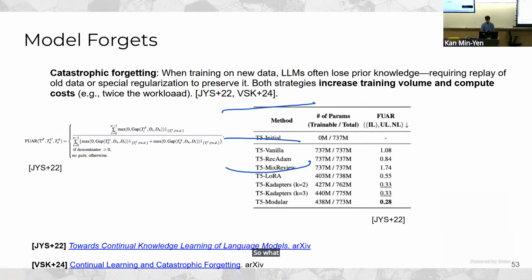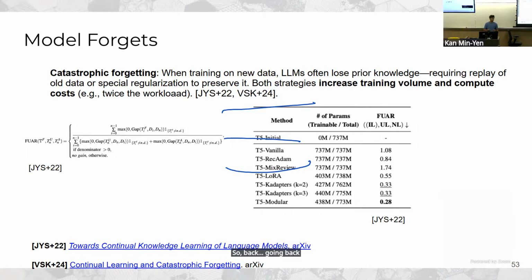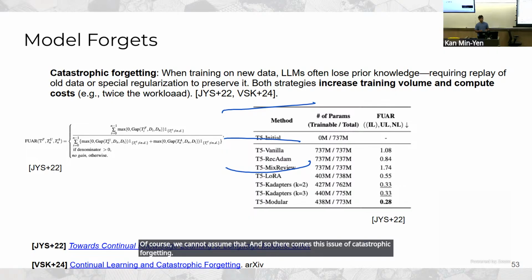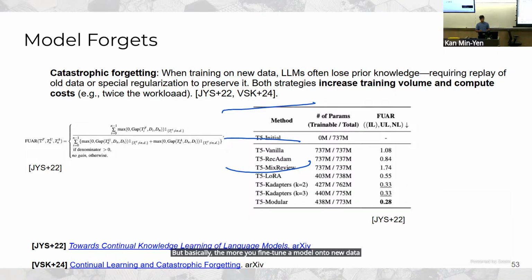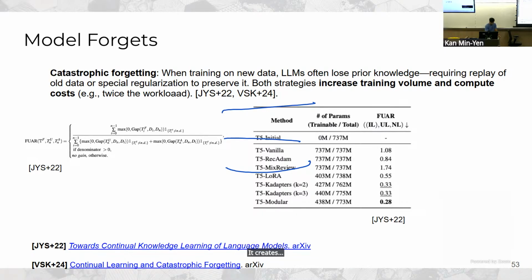What happens with continual learning is this big issue called catastrophic forgetting. Going back to the 27 billion model, that is 108 gigabytes. Can we expect that only 108 gigabytes is needed to store entire humanity's knowledge? Of course, we cannot assume that. And so there comes this issue of catastrophic forgetting, where the more you fine tune a model onto new data, we slowly lose the original data, and it starts to create an issue for us.